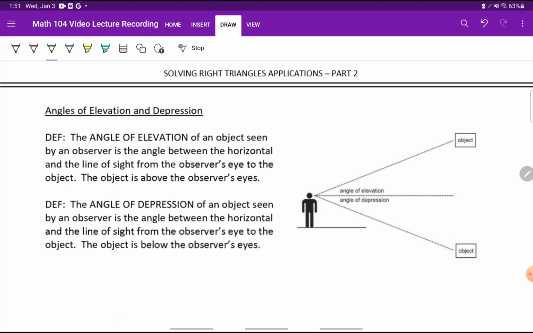The angle of depression of an object seen by an observer is the angle between the horizontal and the line of sight from the observer's eye to the object. In this instance, the object is below the observer's eyes.